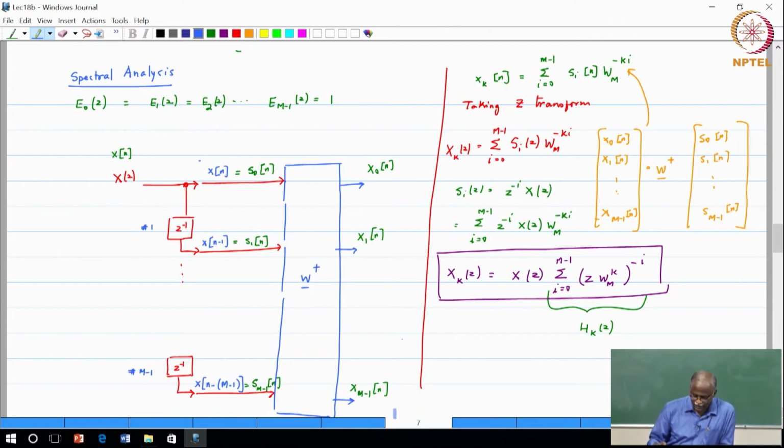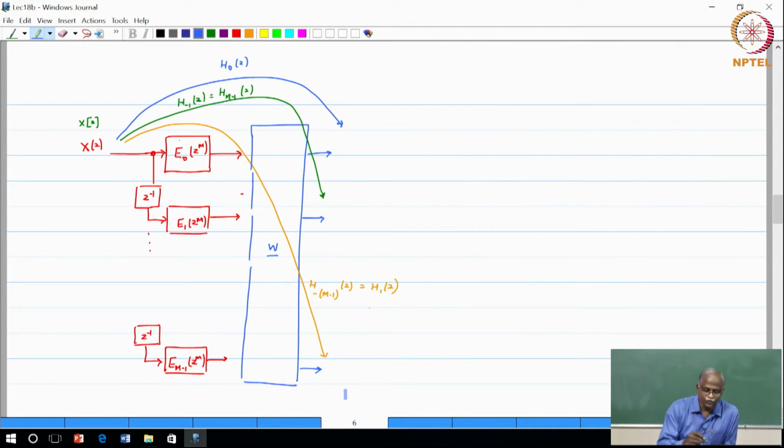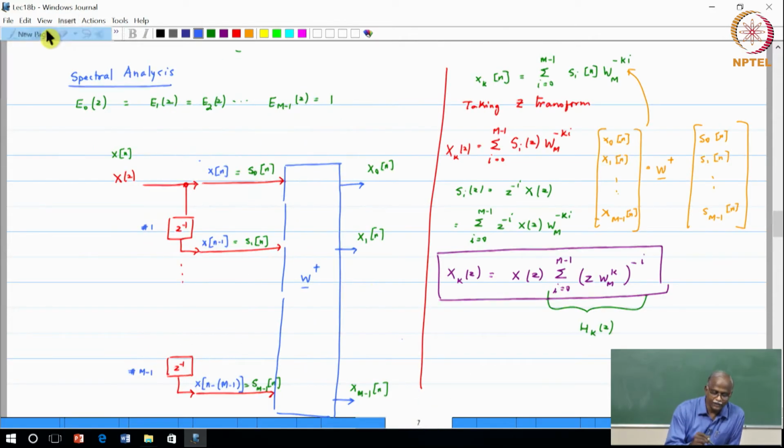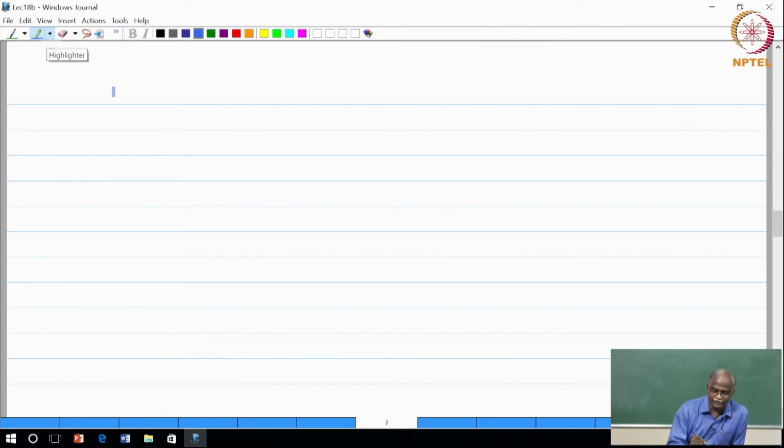We then looked at a special case. So let me just insert a picture. Okay, we had a special case. Now, this special case was what linked us to the spectral analysis. The special case was when all the polyphase components were equal to 1. That is the same as saying H0(z) is equal to 1 plus z inverse plus dot dot dot plus z to the power minus (M minus 1).